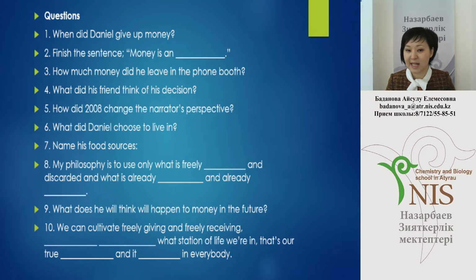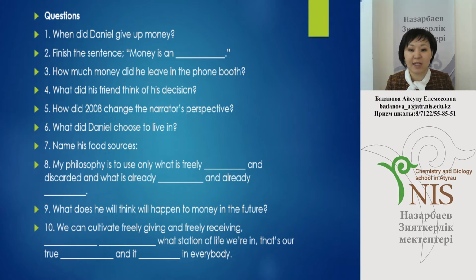So, when did Daniel give up money? What year was that? Yes, it was the year 2000. Money is an illusion, correct? So it's something that doesn't really exist. It's something that we can just imagine we're having, but it's something we cannot feel.